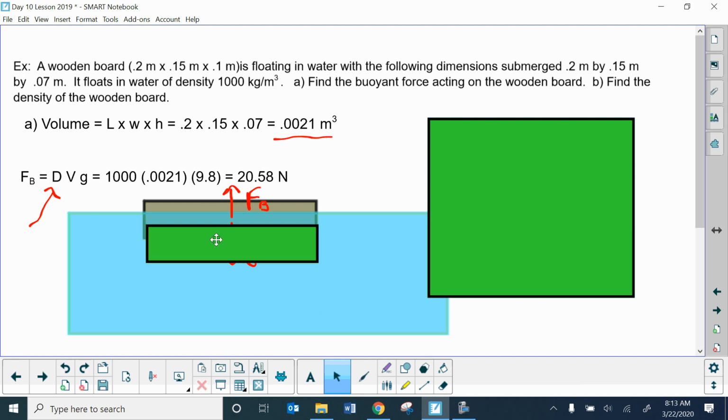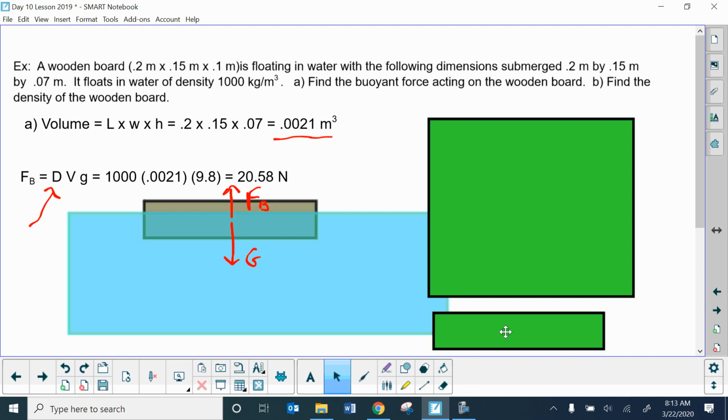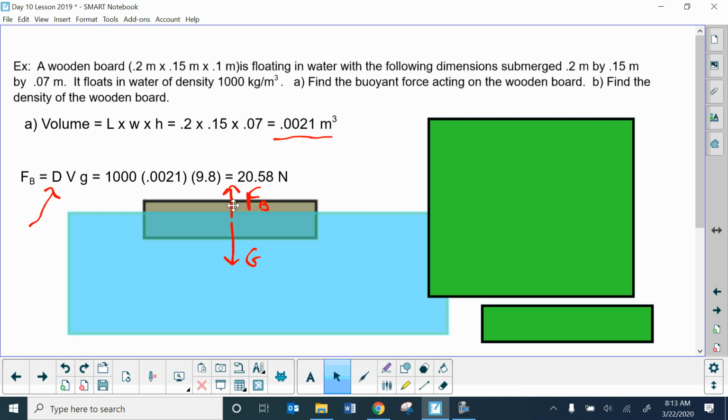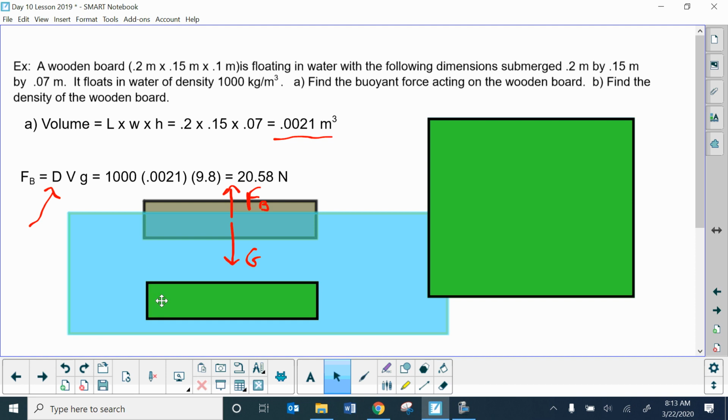But when it gets up to this height and just starts floating, it's automatically made it so that these are equal, because if the buoyant force was still bigger, what would happen? The net force would be up and it would start accelerating upward, or if the gravity was bigger, it would start accelerating downward. So when it's floating at the top, it's in equilibrium. But if I submerge this board underneath the water, it would float upward.